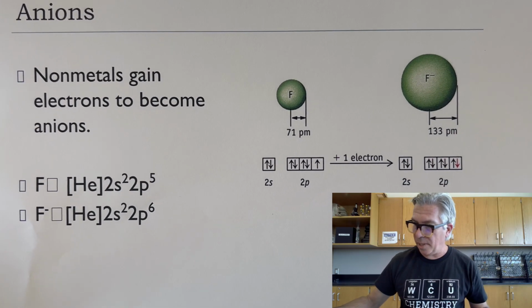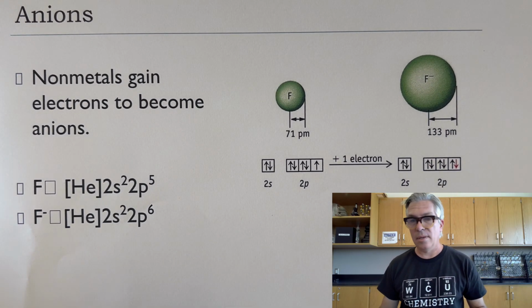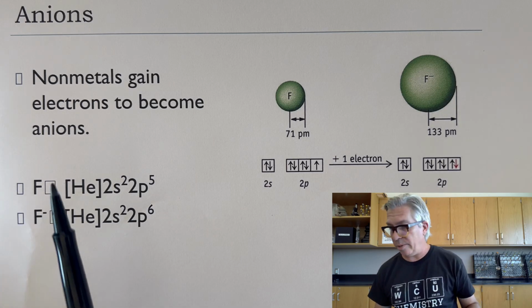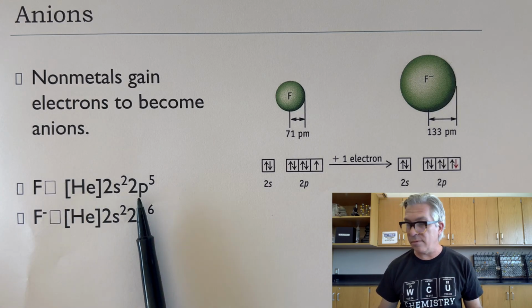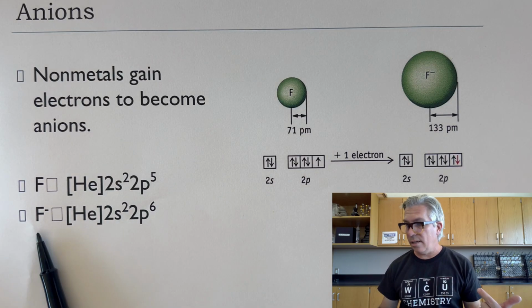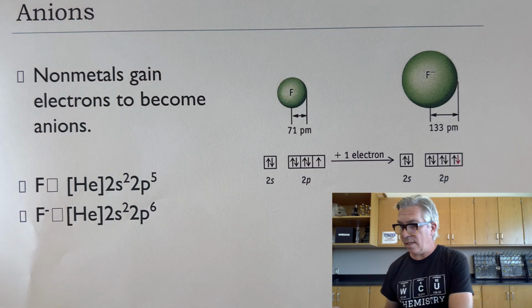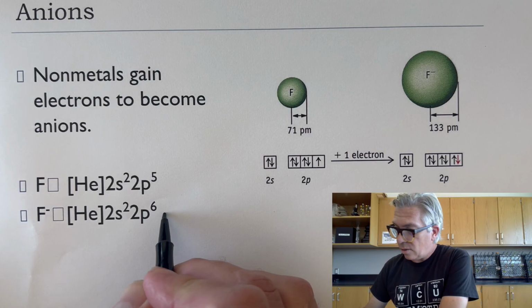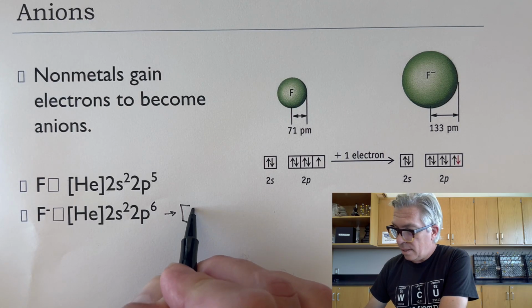All right, anions do the opposite. Anions gain electrons. Those are typically the nonmetals of the periodic table. So fluorine, for example, lives in the second row, p block, fifth column, and tends to gain an electron. Now it's 2s2 2p6, which means it's isoelectronic with neon.